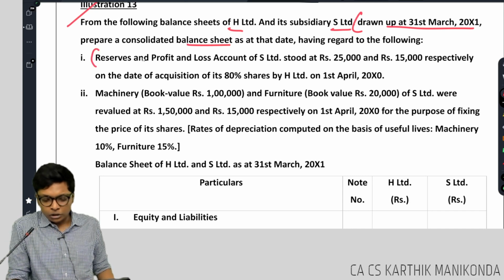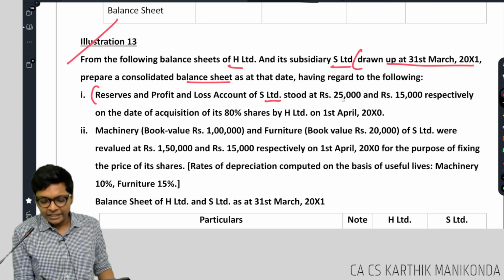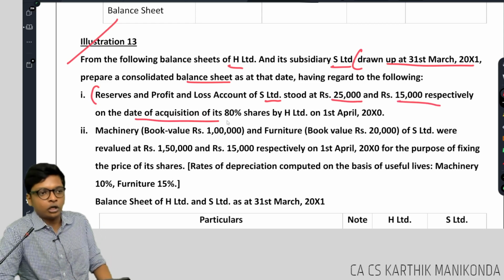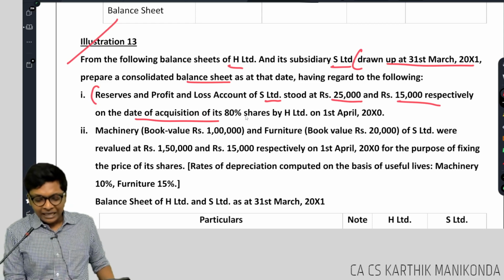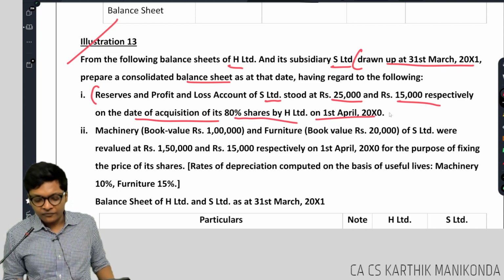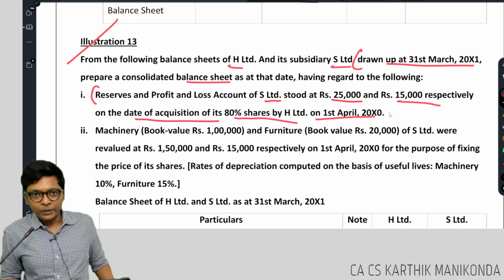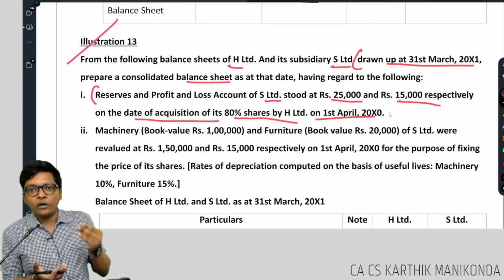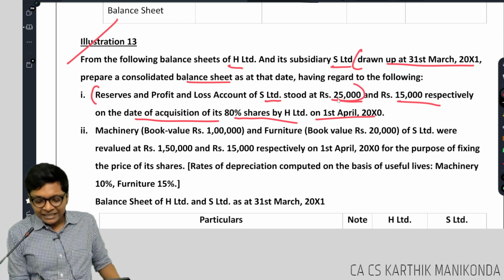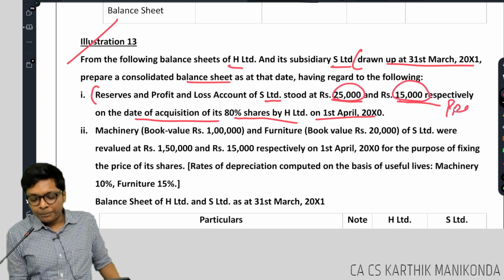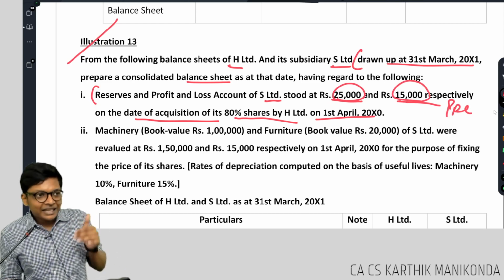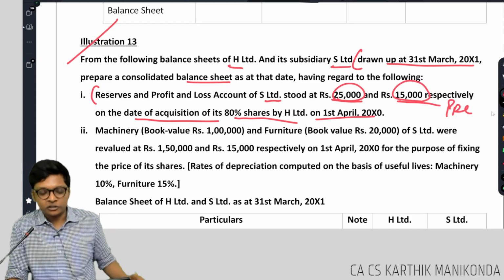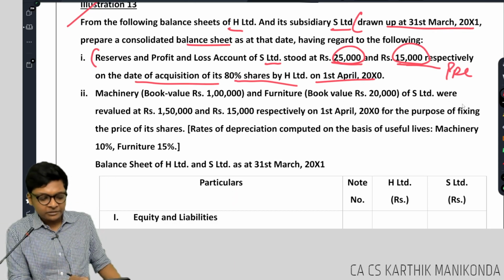Reserves and profit and loss account of S Limited, the subsidiary, stood at 25,000 and 15,000 respectively on the date of acquisition, and 80% of shares are held by H on 1st April 2020. What are they saying? They are giving you reserves on the date of acquisition. So this entire amount is what, guys? Pre-acquisition. Whatever is there in the balance sheet below will be a mix of pre and post, so we have to split. Then they have given one more adjustment.